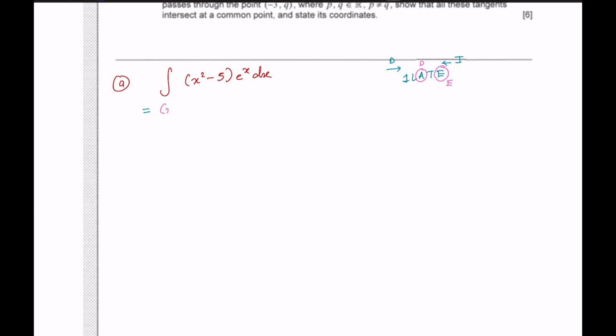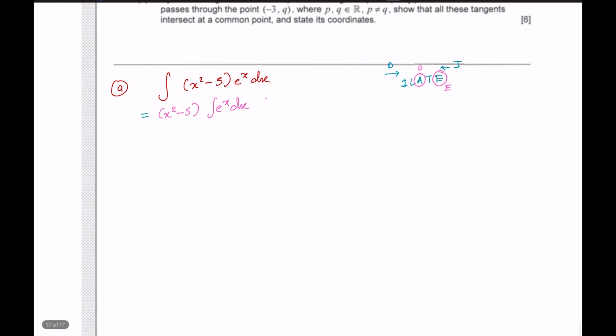Okay. So I'll take the algebraic outside, integrate e to the power x dx, minus integral. I have to integrate e to the power x dx and simultaneously I have to differentiate x squared minus 5 and then dx here. This will be e to the power x times x squared minus 5. Integral of e to the power x is e to the power x, and the derivative of x squared minus 5 is 2x, so 2x e to the power x dx.